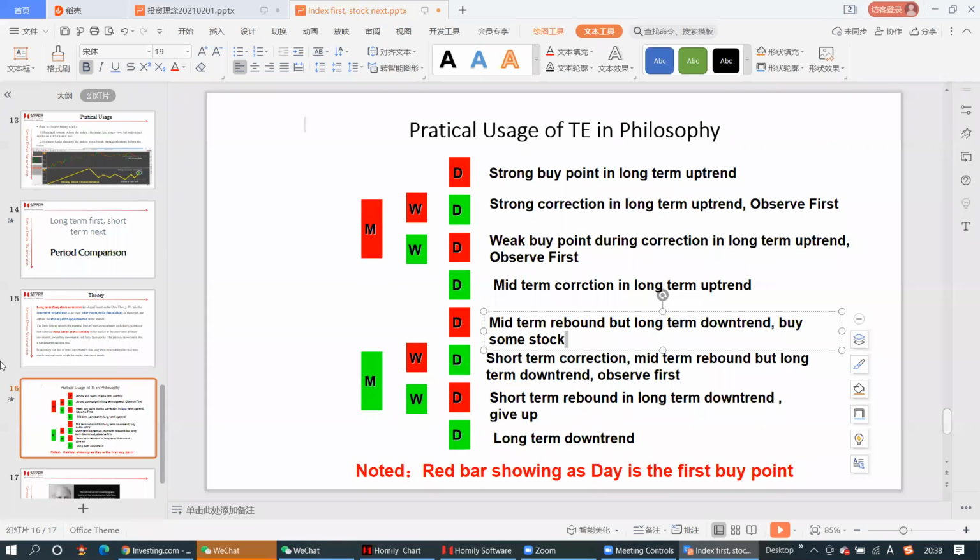And here you can see month green, week also green, and even the day is short term. All of this is just a short-term rebound, and the long term is downtrend. So we give up. We don't want to trade this kind of stock. Why do I say that? Because the mid-term and long term are still going downtrend, right? So there's no point in doing it.